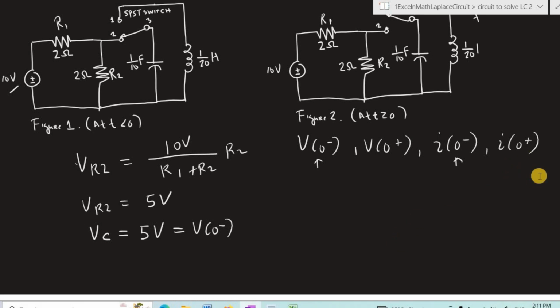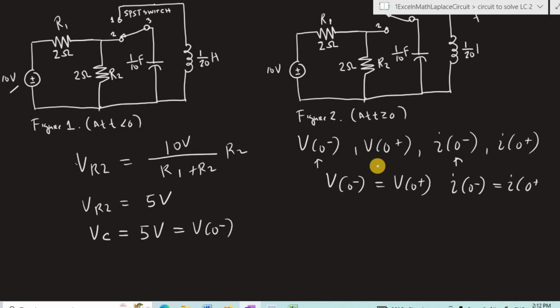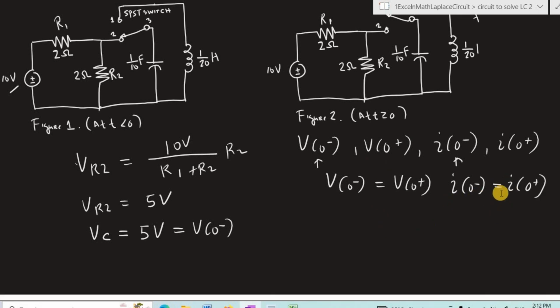Now, since the voltage across the capacitor cannot change instantaneously, we can say that V0 minus is equal to V0 plus. In the same manner, I0 minus is equal to I0 plus, because the current through the inductor cannot change instantaneously as well. So I think we have clearly understood this concept.